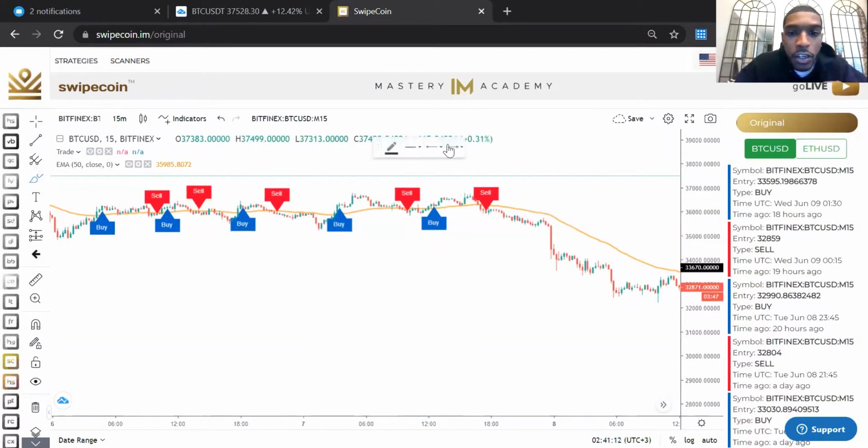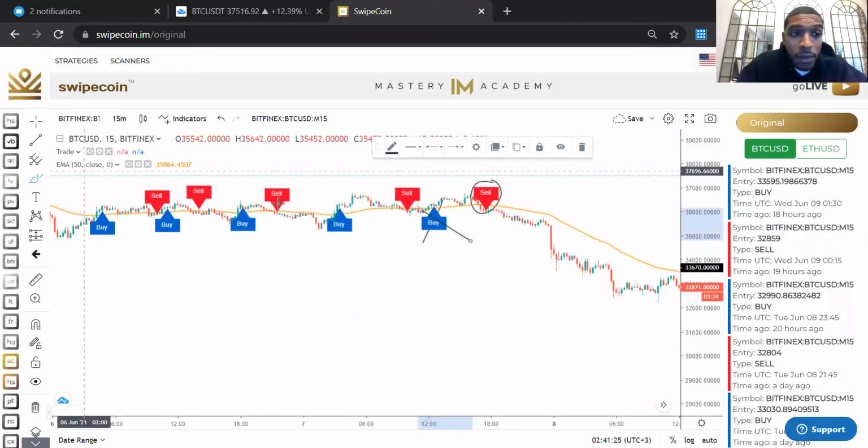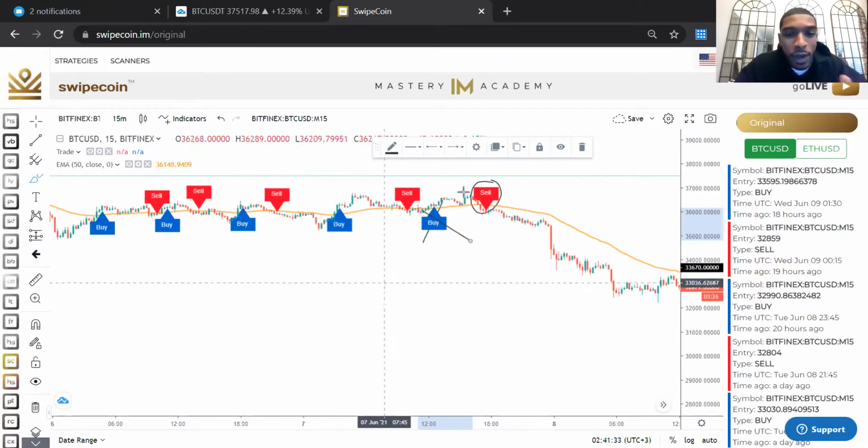The minute that a new tag is called, the minute that you get a sell, guess what? No more buy. We're not looking for buys anymore. Why? Because the Swipecoin Scalper said it's a sale coming up. And that's going to be important for you guys to know, because oftentimes, we think that we can outsmart the scalper when in actuality, we're paying for the products for a reason, guys.